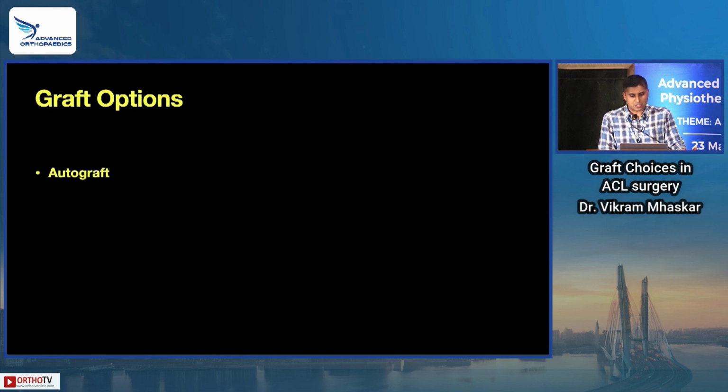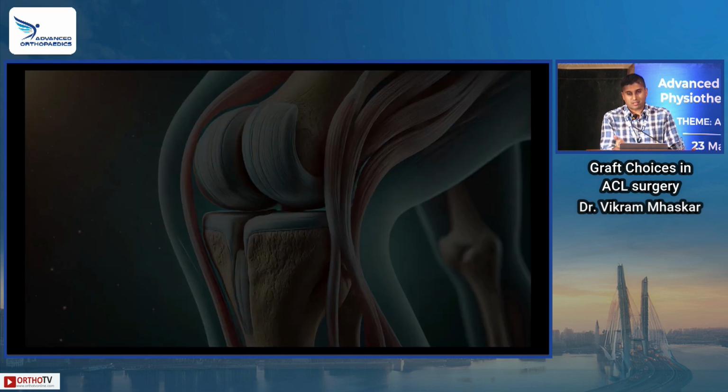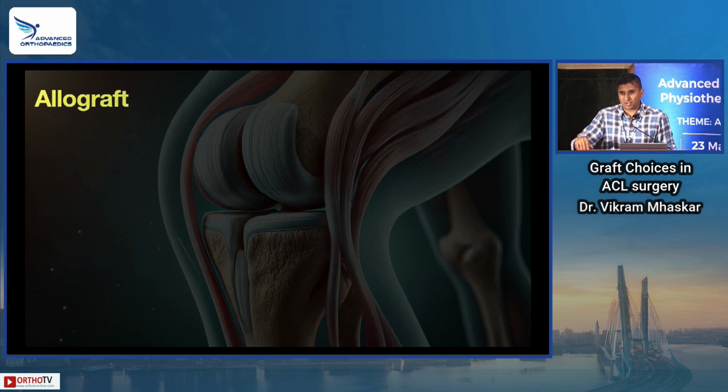So what are your graft options? Autograft, which is a graft taken from the own body. Allograft, that is taken from a dead body. And a synthetic graft that's manufactured in the lab. All right, these are the three main options. So this is what AI thinks about an allograft. This is the image. You write allograft, try to describe whatever you want. This is what AI thinks about an allograft. God knows what it is.